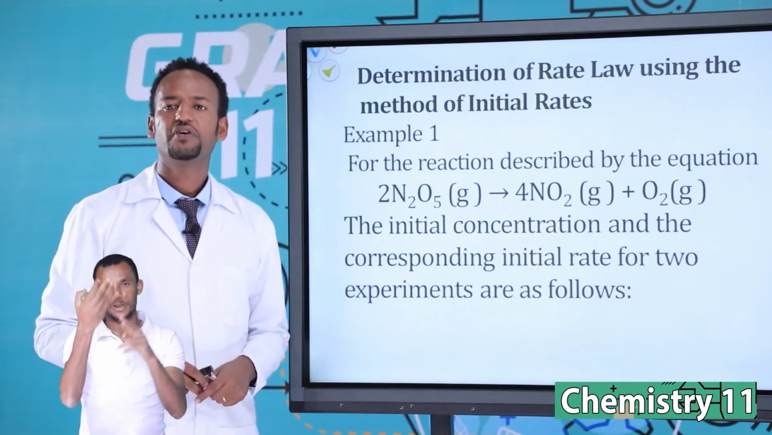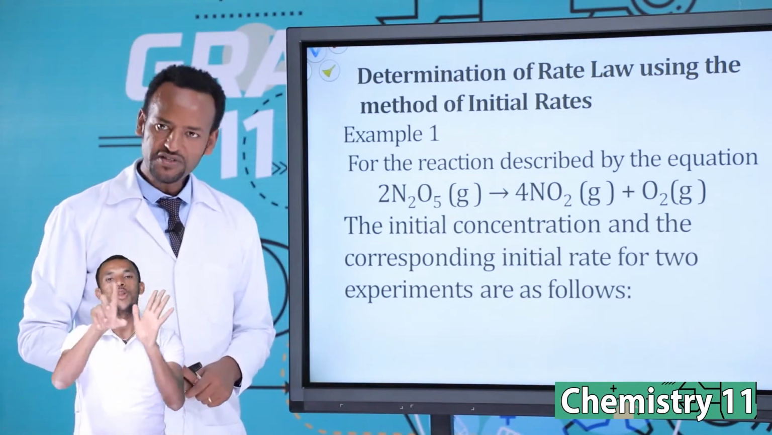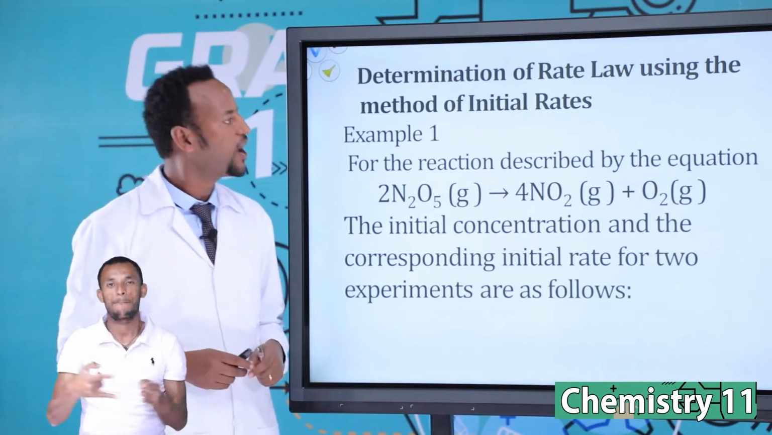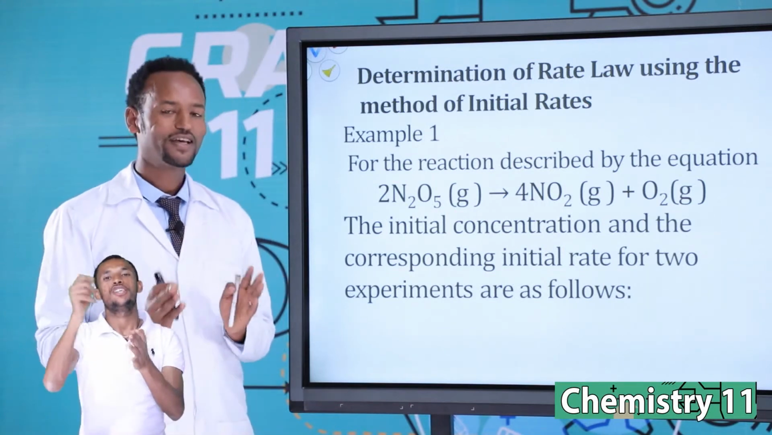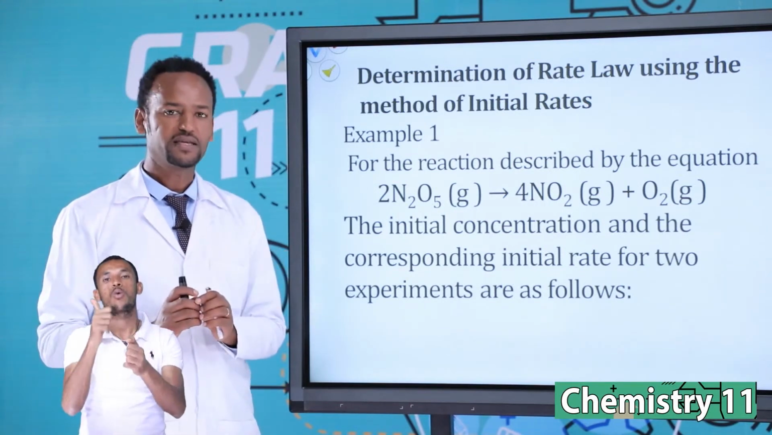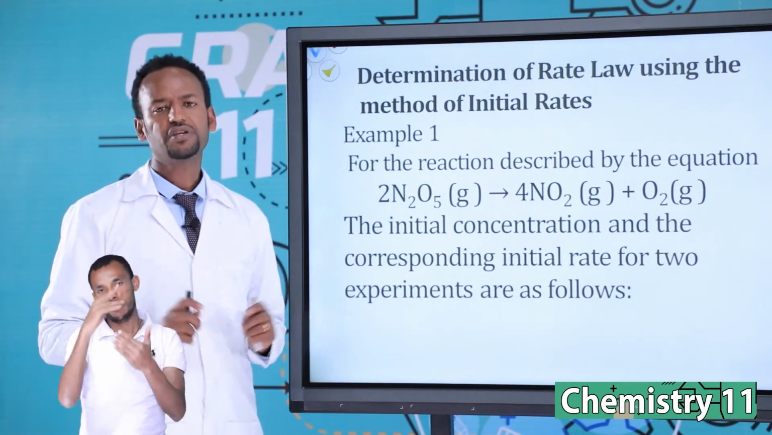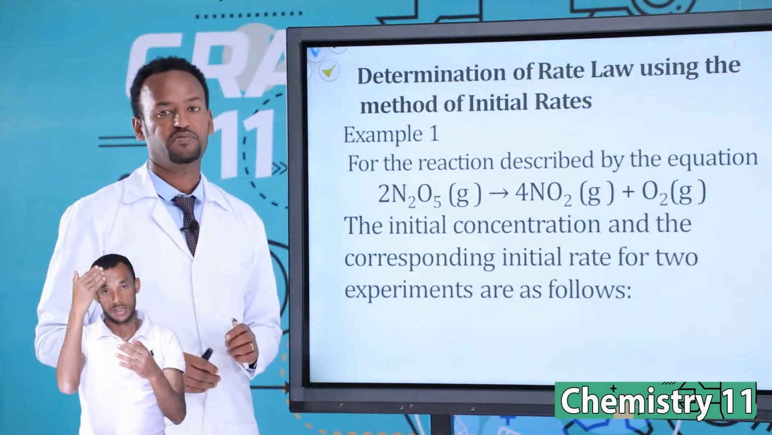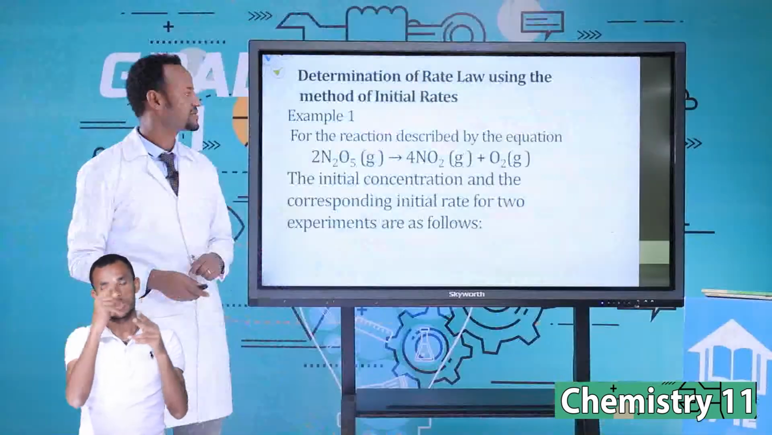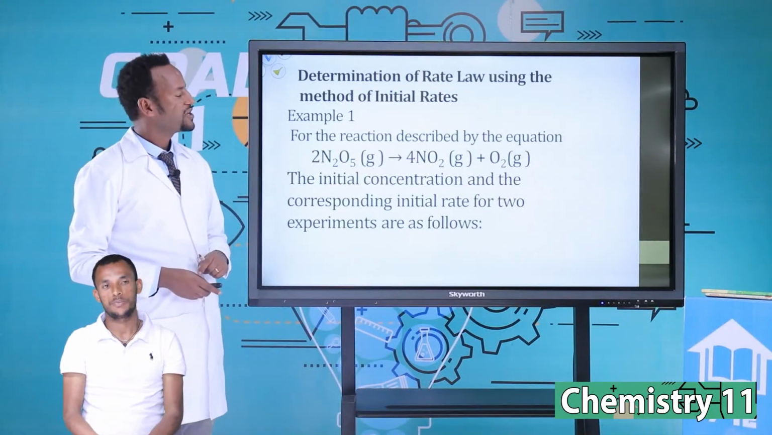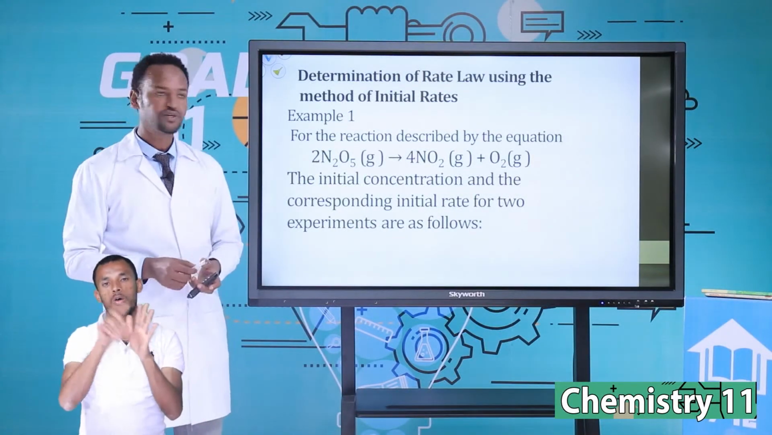Determination of rate law using the method of initial rates, because order is not determined simply by using a coefficient. X is determined experimentally. Look at some examples. Determination of rate law using the method of initial rates.